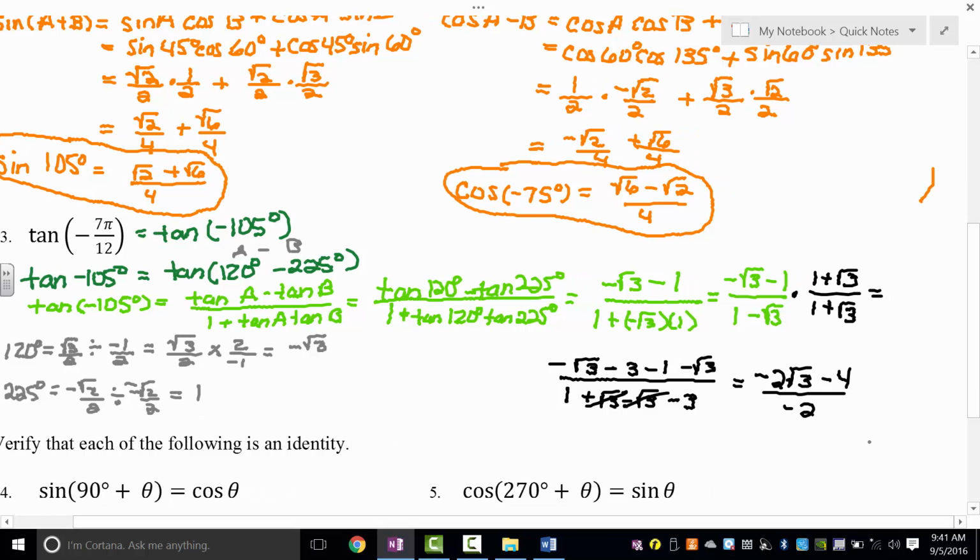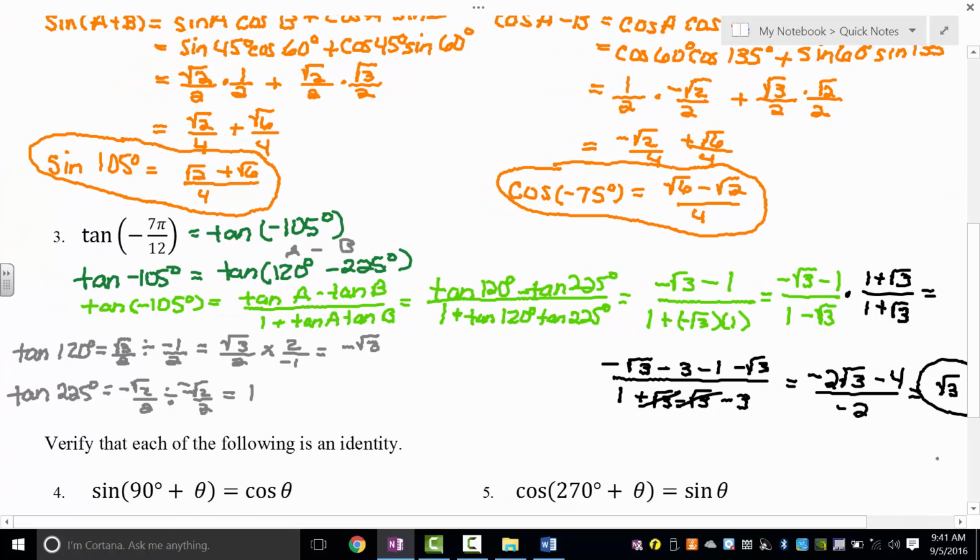And I can clean that up and have positive radical 3 plus 2. So the tangent of negative 7 pi over 12 is radical 3 plus 2. Great.